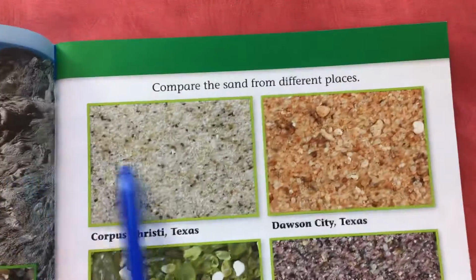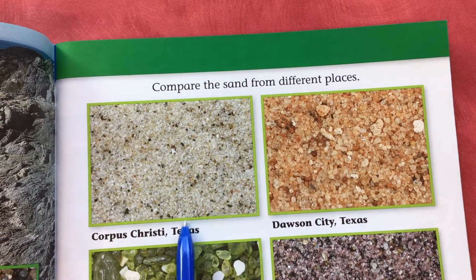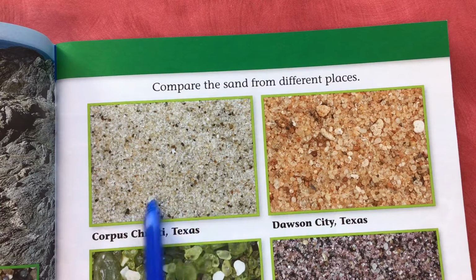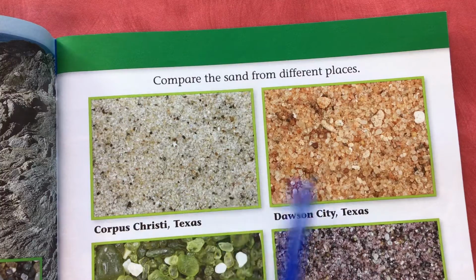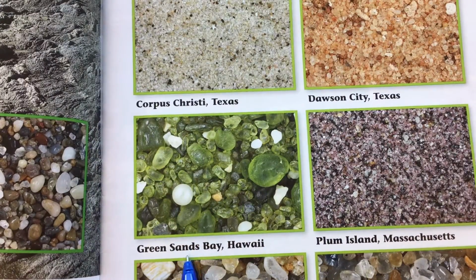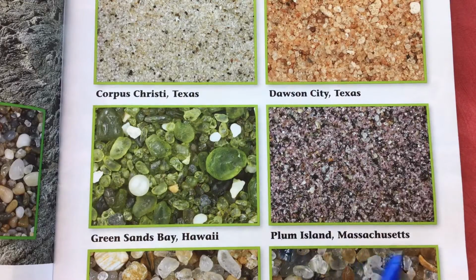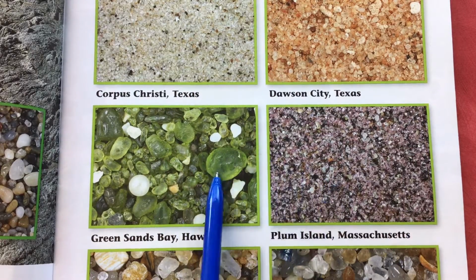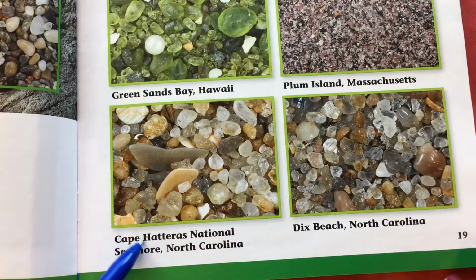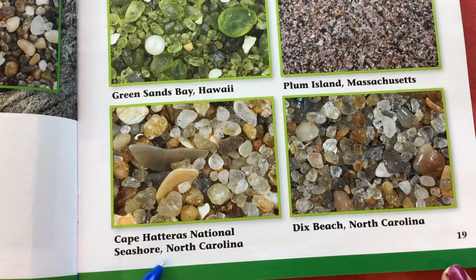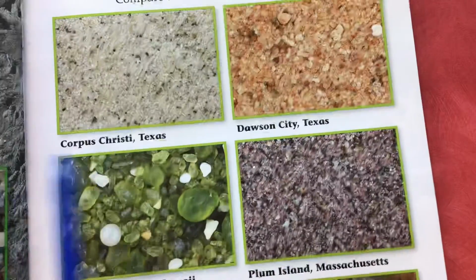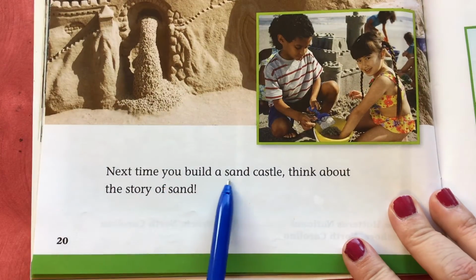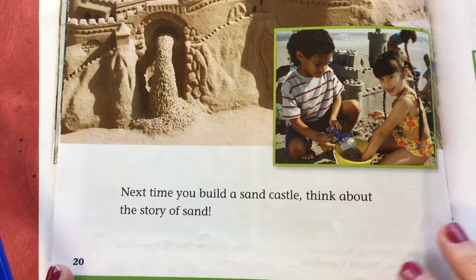Page 19, compare the sand from different places. So here is sand from Texas, Corpus Christi, Texas, to Dawson City, Texas. Same state, but very different colored rocks. Green Sands Bay, Hawaii, Plum Island, Massachusetts. Wow, look at the difference. Cape, I'm probably saying that wrong, Hatteras National Seashore, North Carolina, Dix Beach, North Carolina. It's so neat how rocks look so different in different places. Page 20. Next time you build a sandcastle, think about the story of sand.